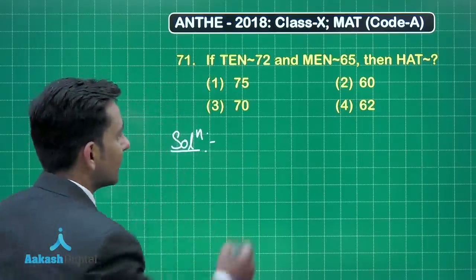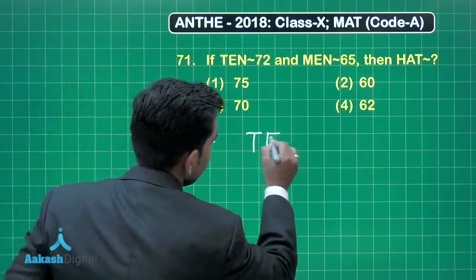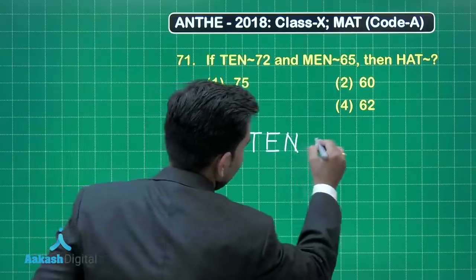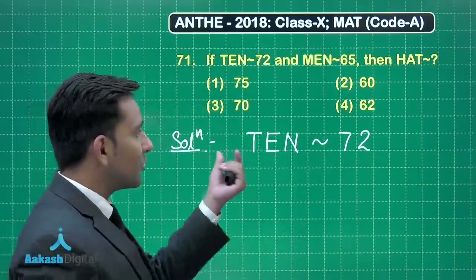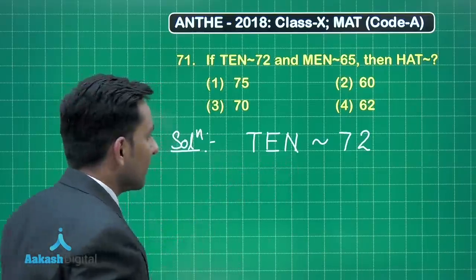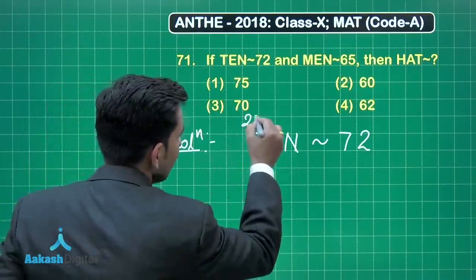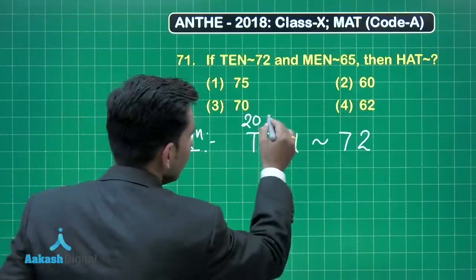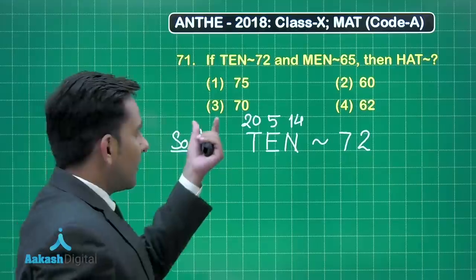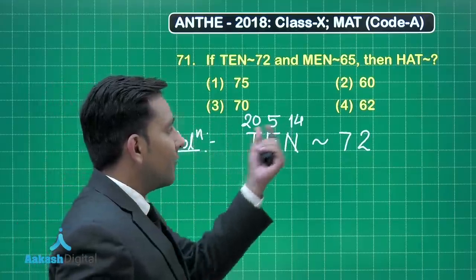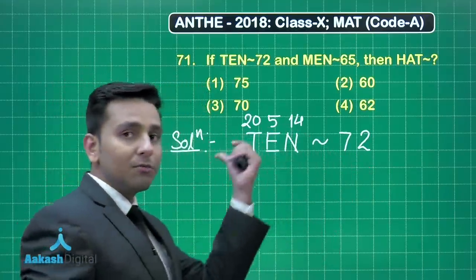You can see that here the word TEN is coded as 72. First we'll write the positions of each alphabet in the given word. We know that the position of letter T is 20th in the English alphabet, then E is 5, then N is 14. Clear? So we have numbers 20, 5 and 14. So how do we obtain 72 from these numbers?